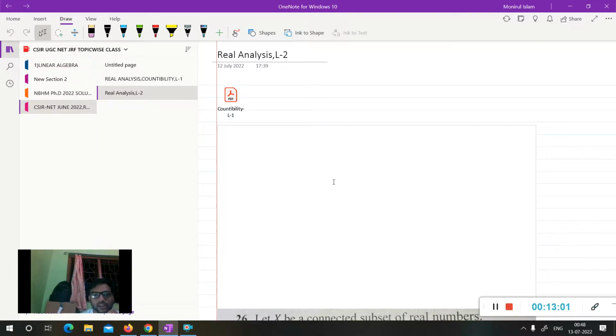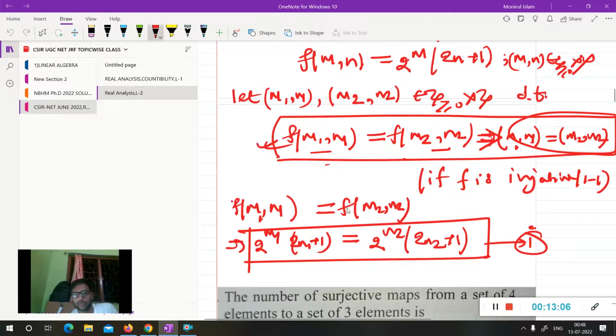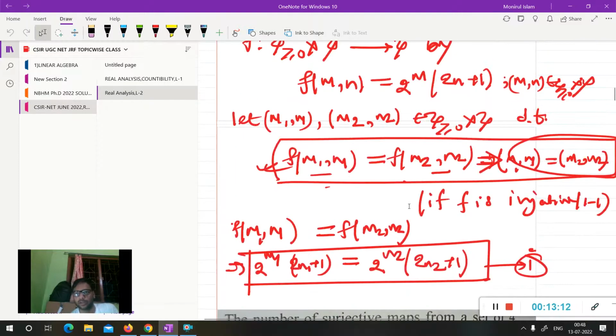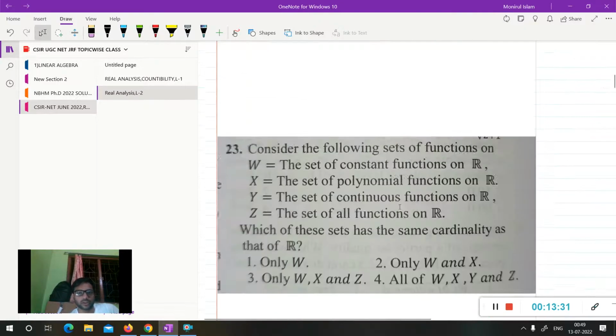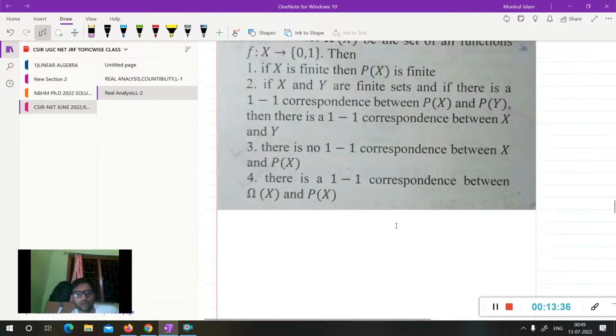There will be three cases. I have to prove that (m1, n1) equal to (m2, n2). So for contradiction, I am assuming that this is not equal, and it will give a contradiction, so we will get the conclusion that this is equal. So we are going through the contradiction method.